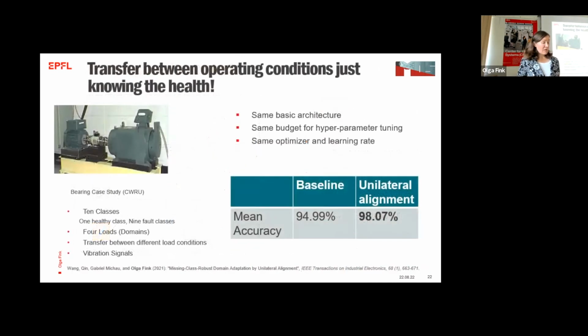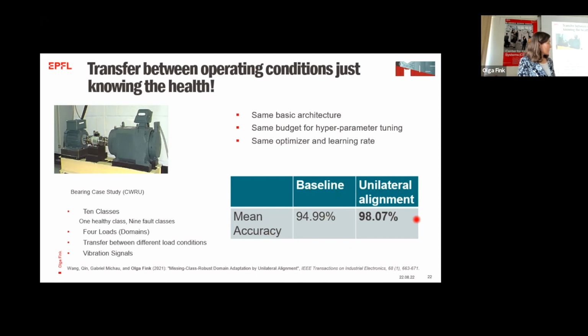So we can then again apply it to the very same setup, and we still have the same data set, but now we're assuming that when we're developing the model, we only have the healthy condition available, but we are testing it on all the classes, so on all their 9 fold classes plus the healthy condition. And the baseline remains the same because this is still what we had available.